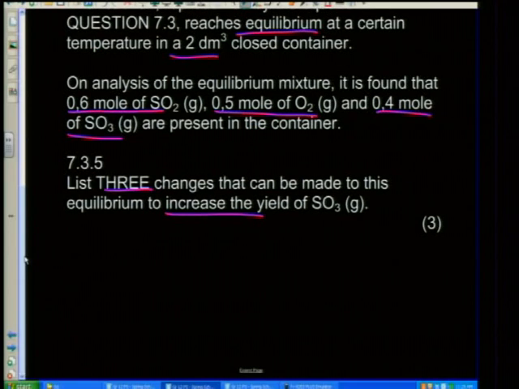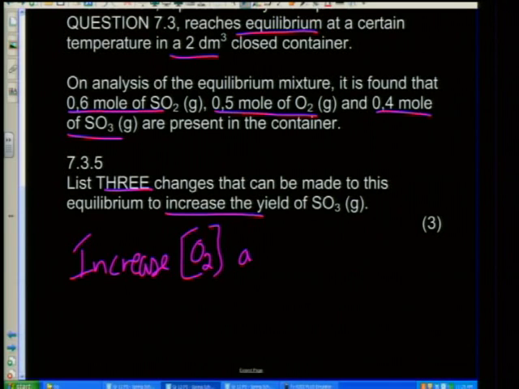So I'm going to write down increase the concentration, and I'm going to use square brackets, [O2] or concentration of [SO2]. Now, guys, please don't think that you can do that as 2 reasons. You must write either increase O2 or increase SO2. They're not separate.